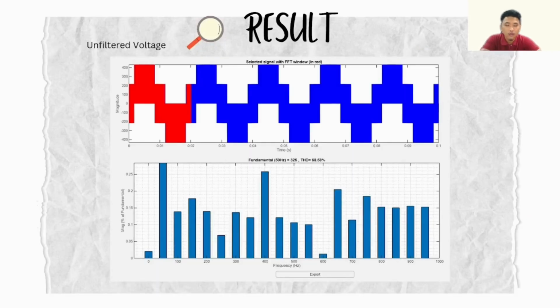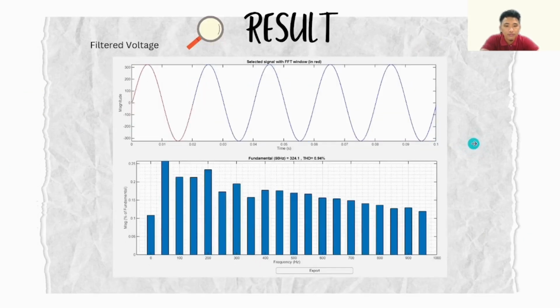Now I'm going to present our simulation result. This is our voltage waveform from the circuit without the LC filter. We can see a lot of disturbance and harmonics in the circuit. The THD here is 68.58% relative to the fundamental magnitude at 325 volt. This is our waveform of filtered voltage. After we put in the LC filter, the voltage waveform is smoother, and we got a THD of 0.94%.